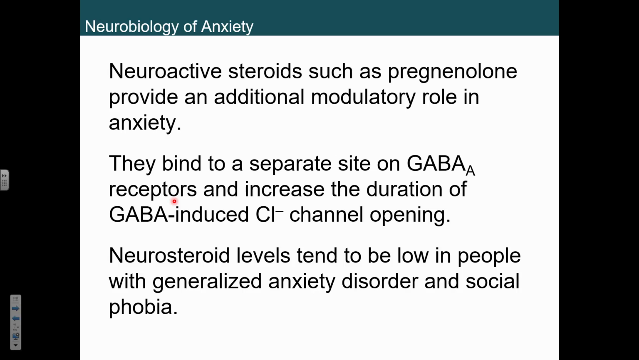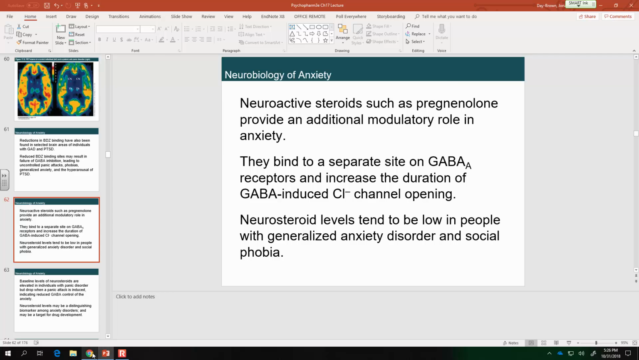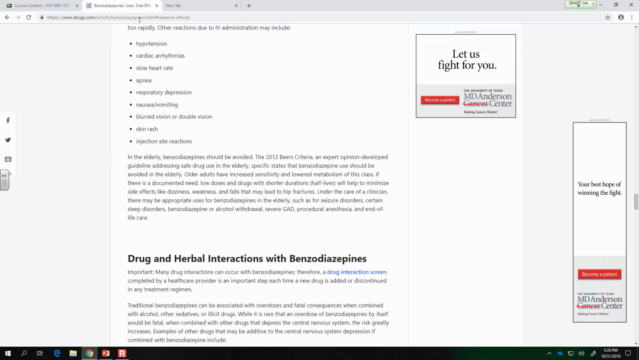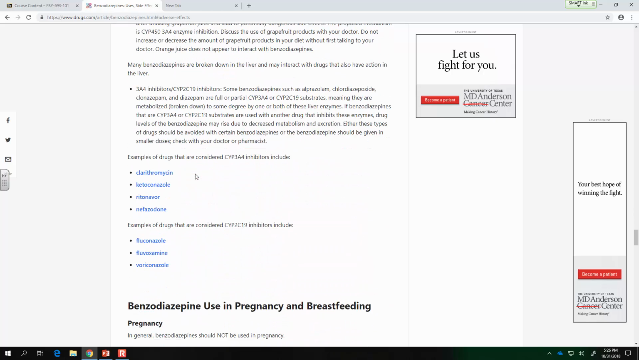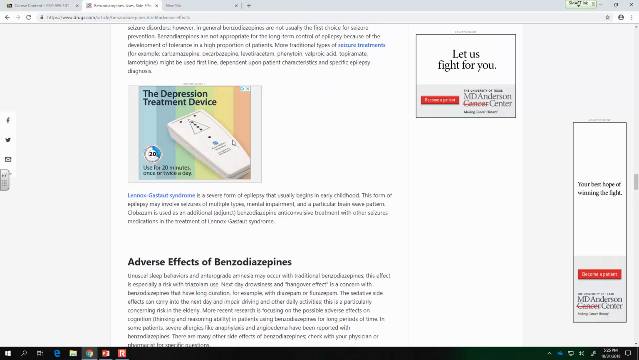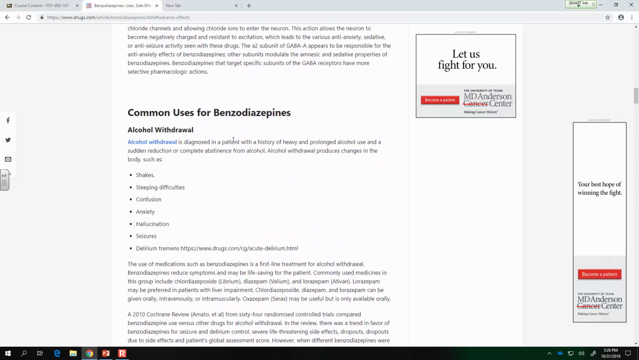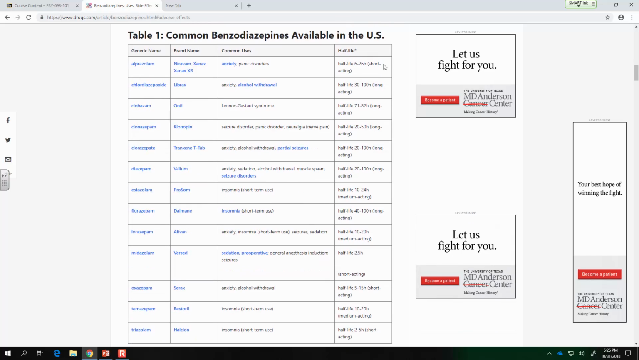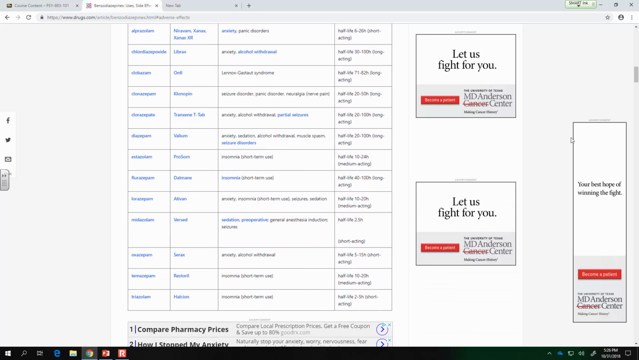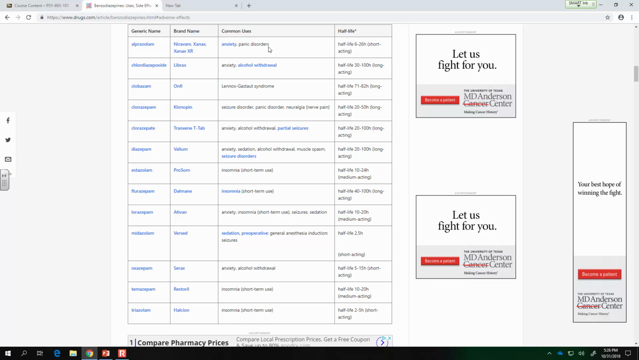What are some examples of common benzos? Xanax. Valium, Klonopin. I wonder if it's in there. Let's see. Yeah, there you go. There's a whole list: common benzodiazepines available in the U.S. Does that help, Cassie? That's exactly what you wanted, right? Yes. And then it gives you the brand name here, and then the other name. And a lot of these are used to treat other things.